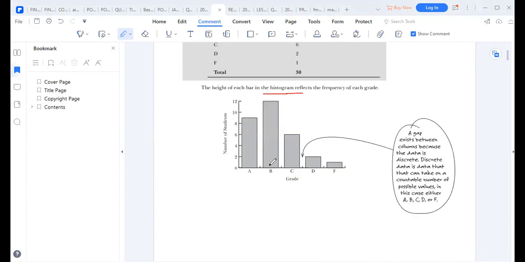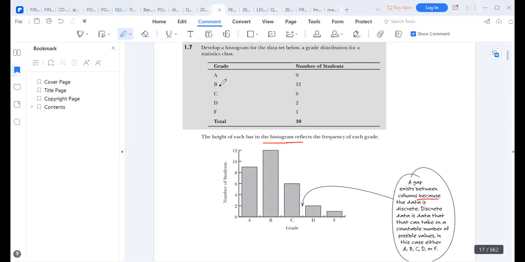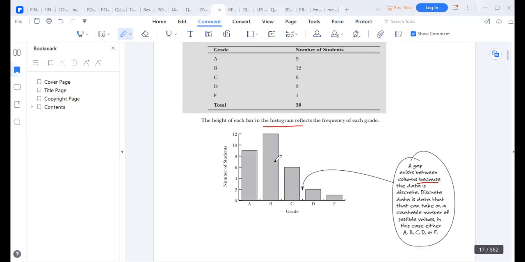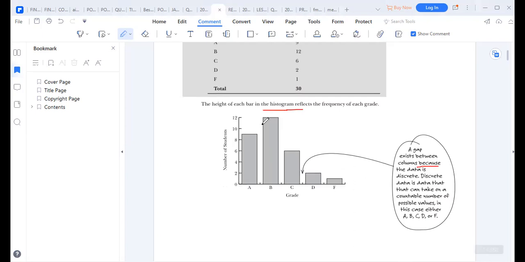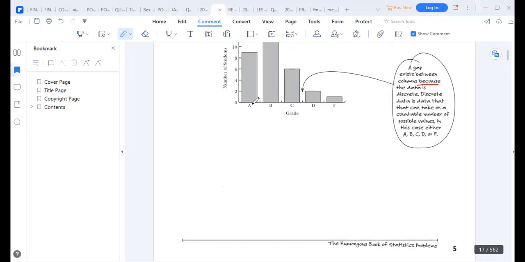But you put gaps like this here to just show that there's a gap in between, which is because the information we're looking at is what? Discrete. So in the countable values, those that got A at 9, those that got B at 12, those that got a C at 6. So this is what we call our histogram. So you need to also know specifically when to use the spaces.